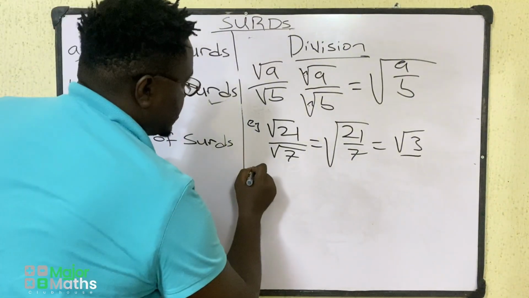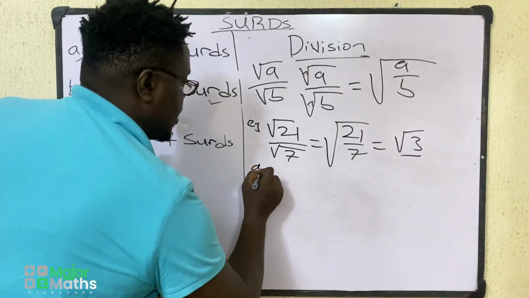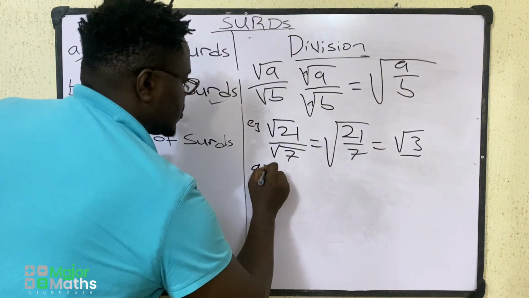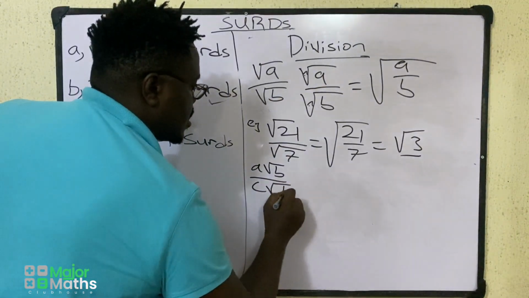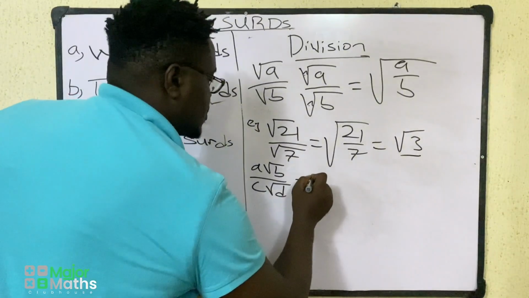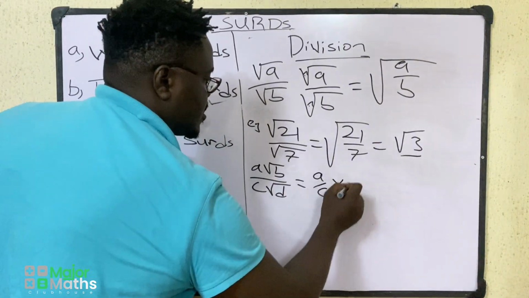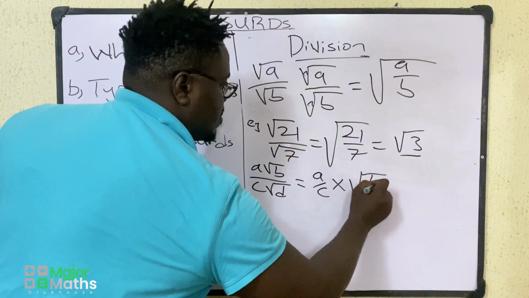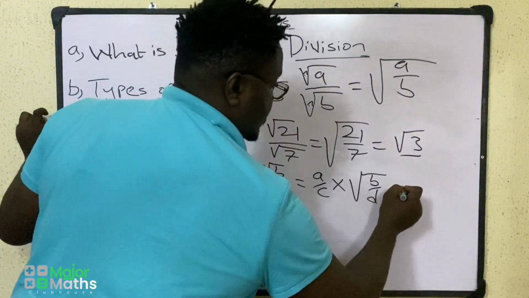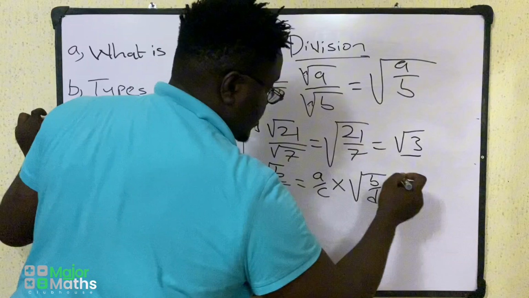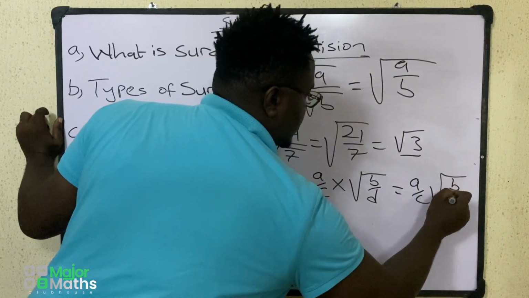Similarly, like what we did in the previous, you can say a root b over c root d will give you a over c times root b over d. That's a over c, root b over d.